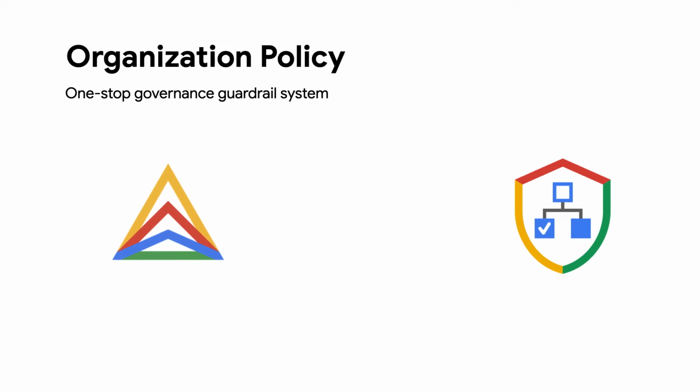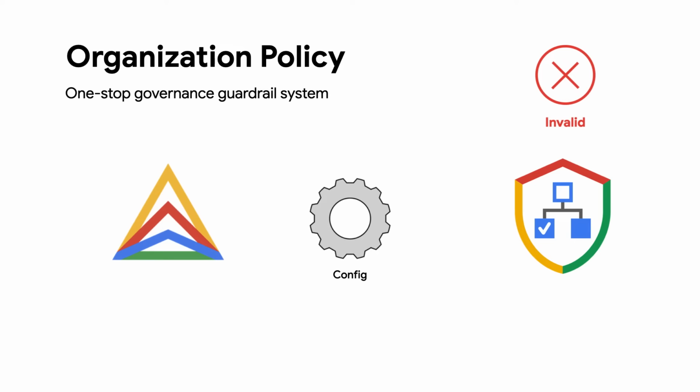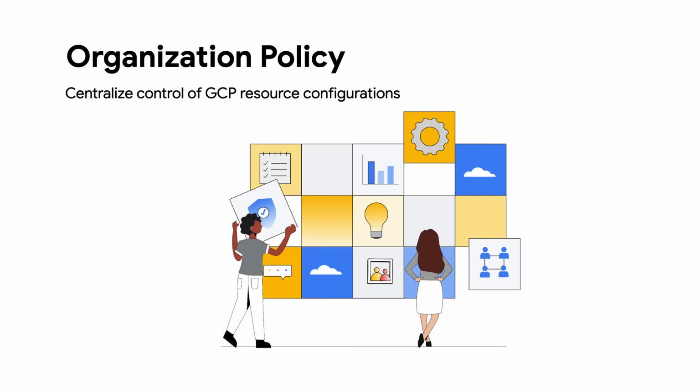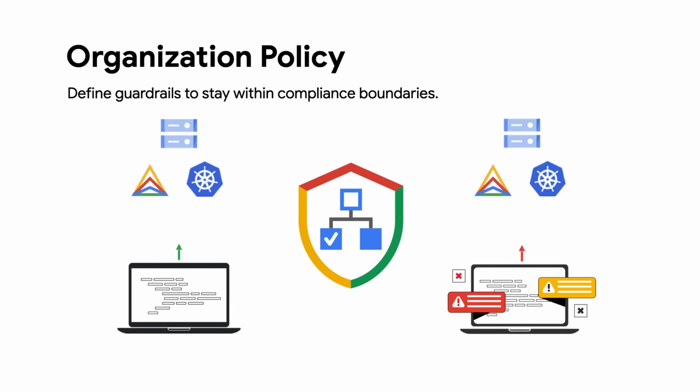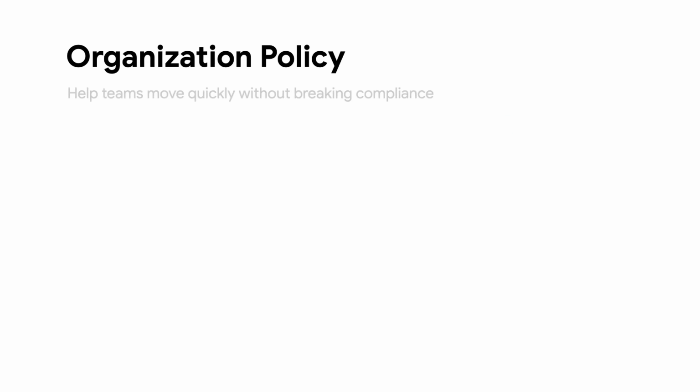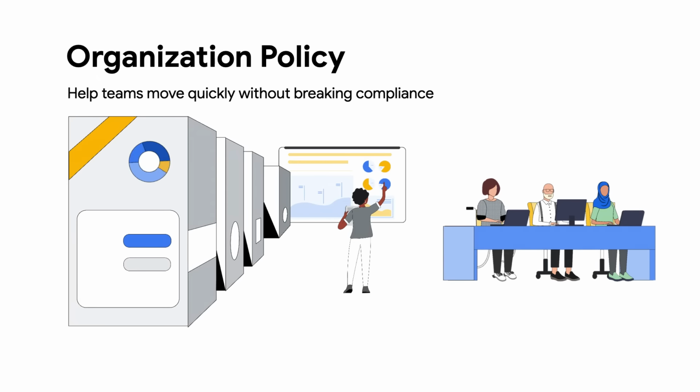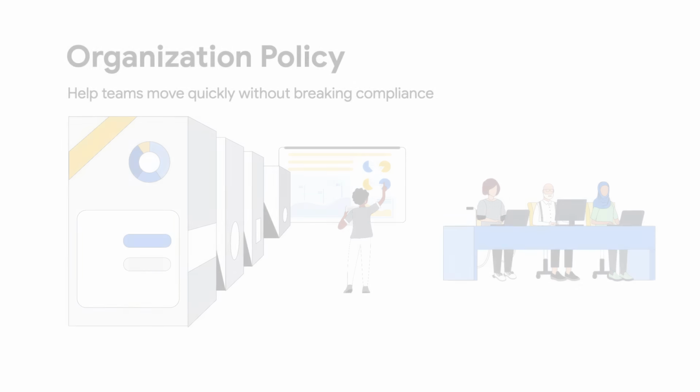Org policies can improve security at the scale needed by today's cloud users. This is particularly important as you scale your org across thousands of projects, resources, and users, and you don't want to slow down development due to compliance or security requirements. For example, you can centralize control of GCP resource configurations to meet governance and security goals. Define and establish guardrails for your development teams to stay within compliance boundaries. And help project owners and their teams move quickly without worry of breaking compliance.